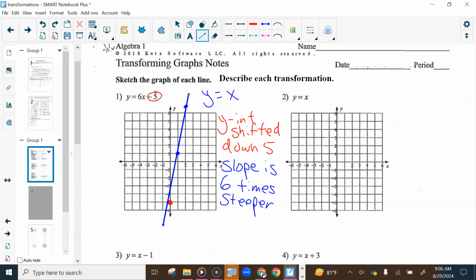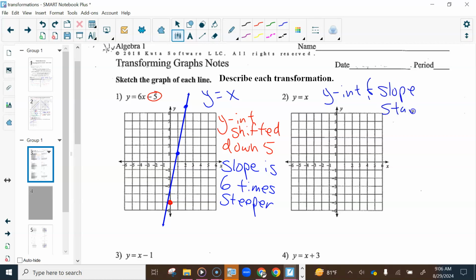If we were to do number 2, did anything change? This is our equation. No. So I can say both things didn't change. The y-intercept and the slope did not change or stayed the same. Which means my y-intercept would be at what? We're at where? 0. So that's where I would start.